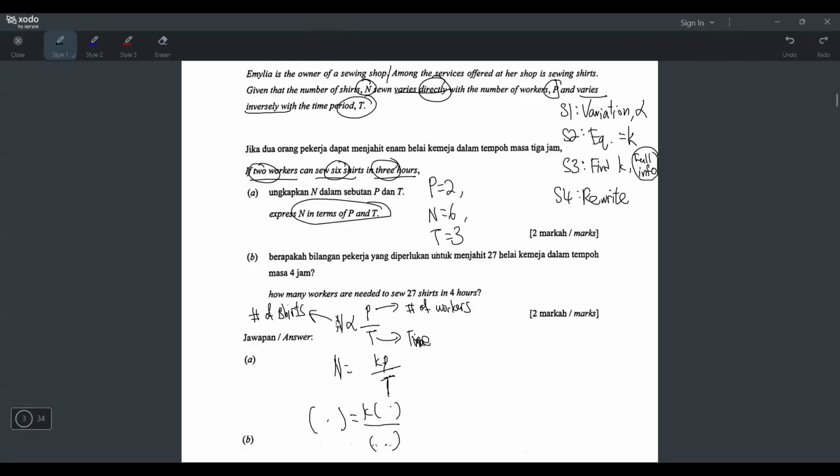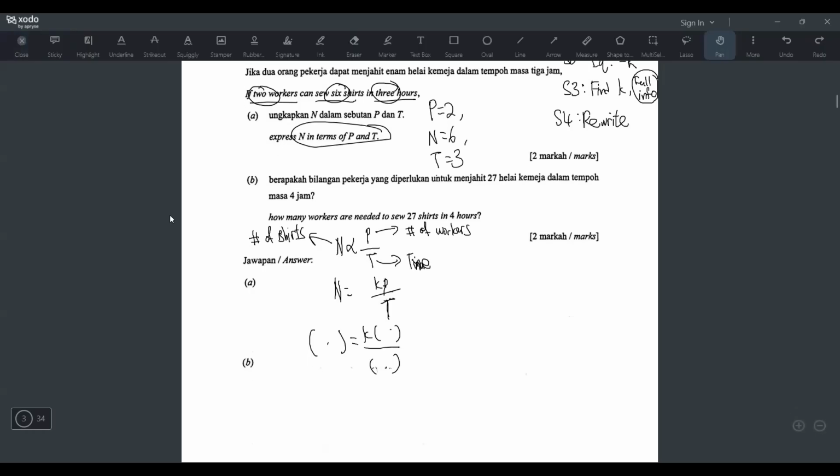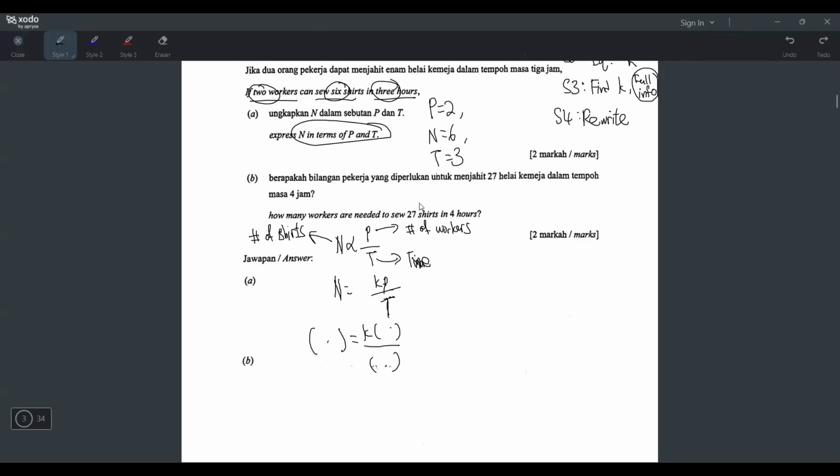So now you see why it is important to write this one, right? Because if you don't write this, you don't know what is N, right? Maybe you go and mix up the N, you put 2, then your marks are gone, right? So make sure you know what all the unknowns represent before you substitute. Okay, so now we can substitute everything inside. N is 6, right? And then P is 2, T is 3. Okay, so this is the correct way.